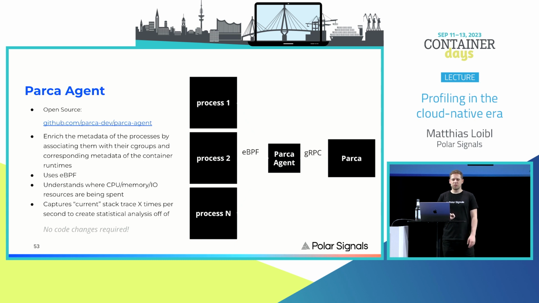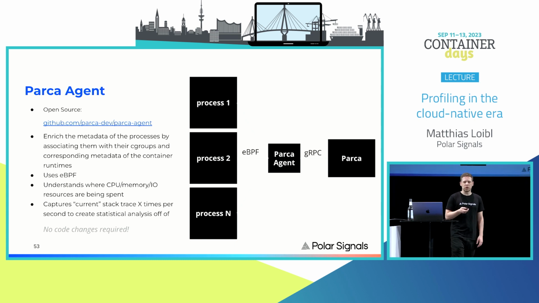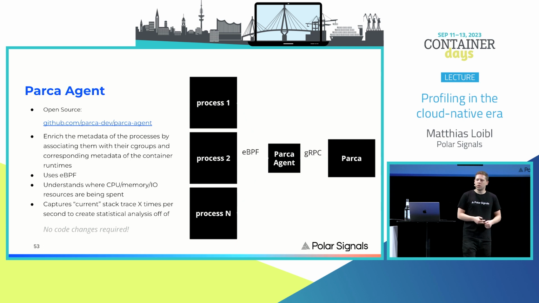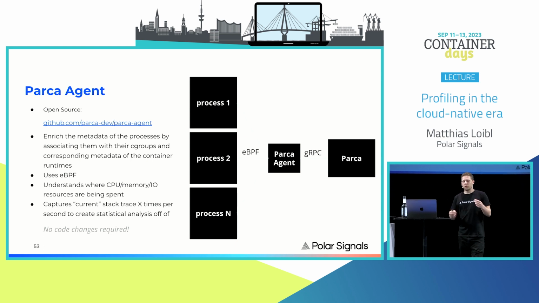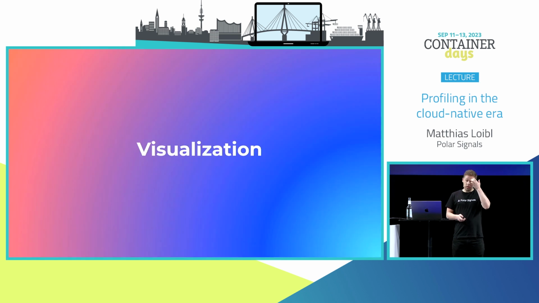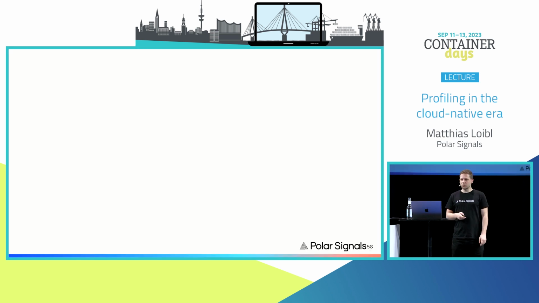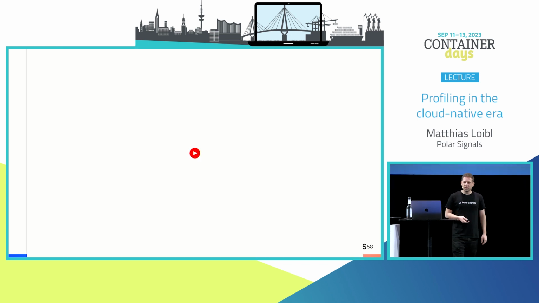The last one is super important. No code changes required because eBPF runs in the kernel. You don't need to, like in the previous example, go into your Go program and change anything or expose anything. It really is the kernel observing these things and the agent taking care of reading those and sending them to the Parca server. So briefly explaining how FlameGraph works.